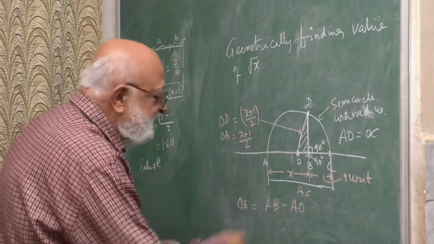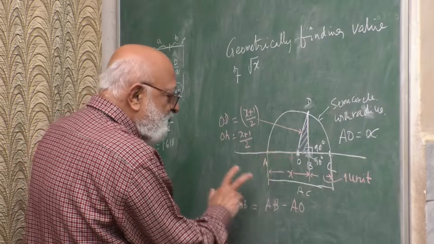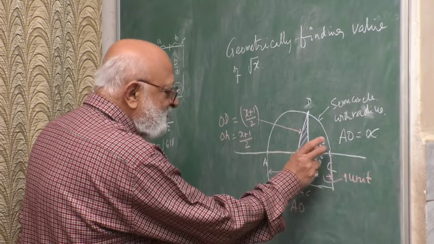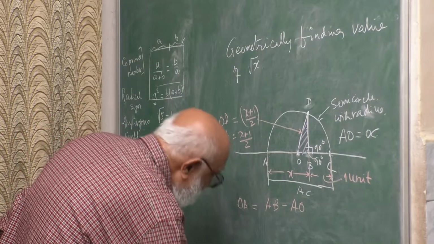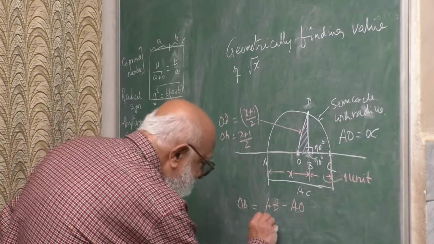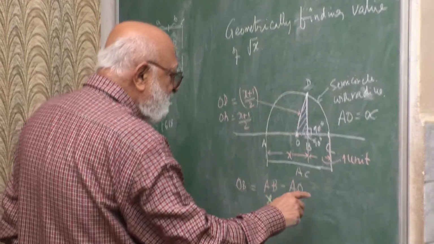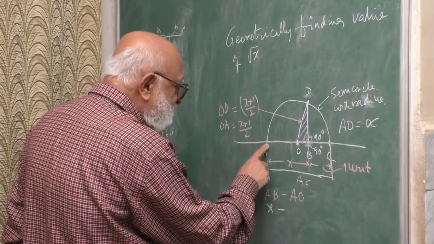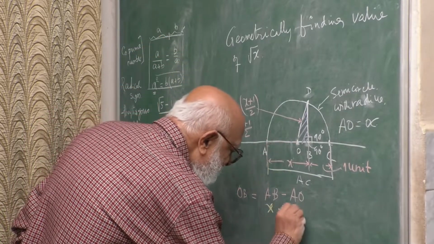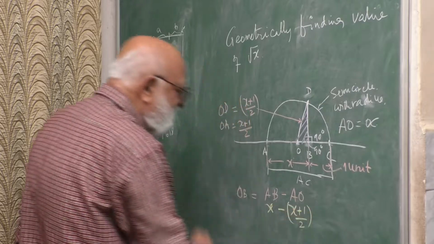I said these things, but I did not mark it like this. So your AB is equal to x and this is equal to 1 unit. So let us write AB equal to x and AO is equal to... AO is definitely radius, that is equal to (x plus 1) by 2, minus... x plus 1.